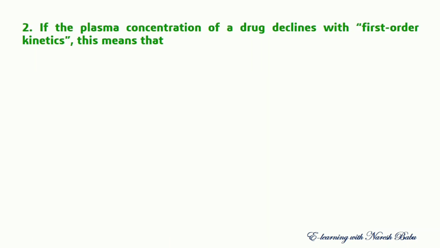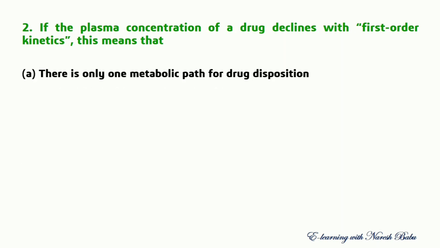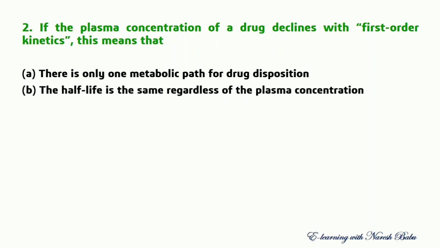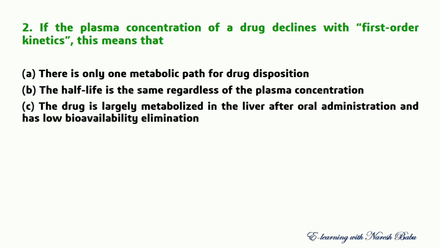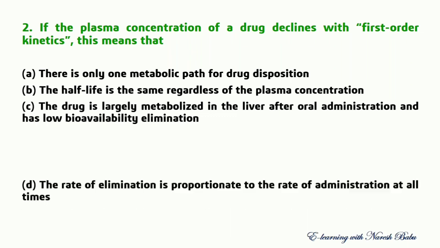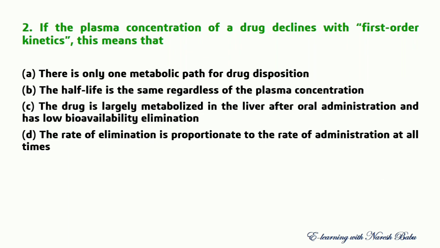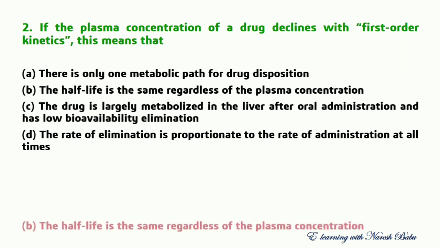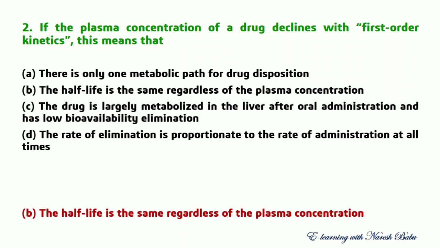Next question, if the plasma concentration of a drug declines with first order kinetics, this means that there is only one metabolic path for drug disposition. The half-life is the same regardless of the plasma concentration. The drug is largely metabolized in the liver after oral administration and has a low bioavailability. The rate of elimination is proportionate to the rate of administration at all times. So here the answer is: the half-life is the same regardless of the plasma concentration.